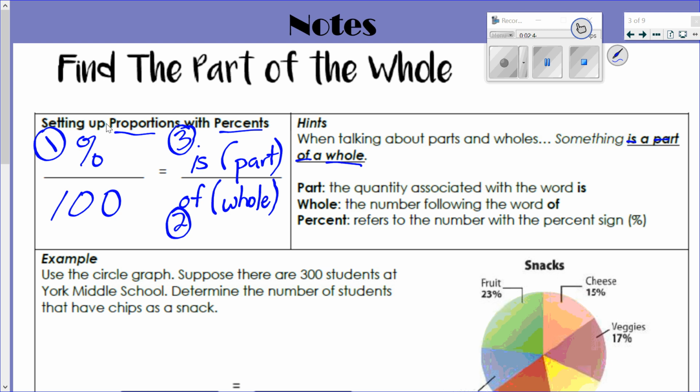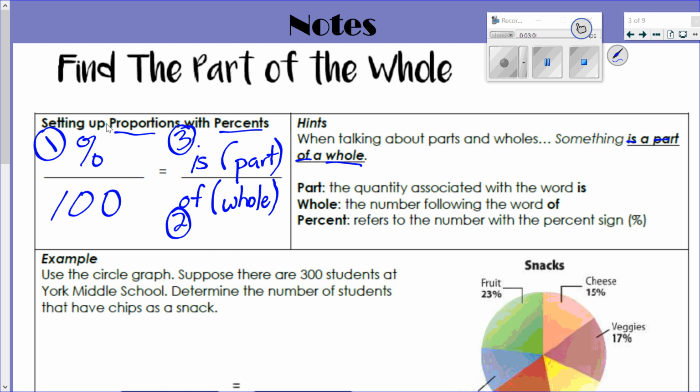Always solid is my percent sign. Bam, that goes there. Always solid is the word of. Whatever's right after of goes there. Normally it's going to be a number. If it's not a number, that's my variable. If I have two numbers for the percent and the of, my last piece is my variable. If I have a variable, I don't know the percent, or I have a variable, I don't know what my of is, whatever number is in the problem is going to be your last piece.